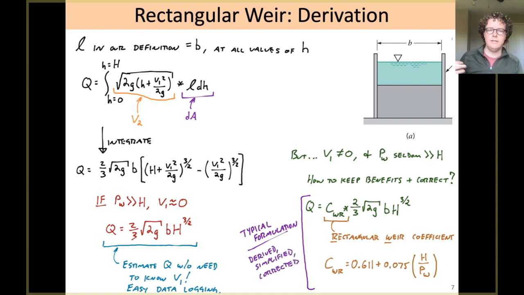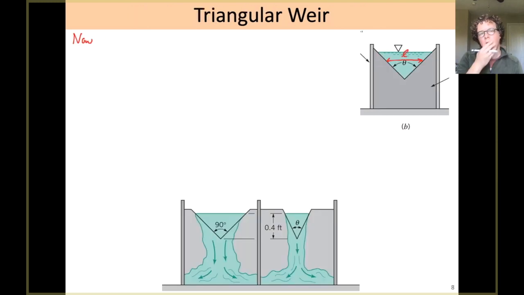So we go through this derivation process, then we simplify away terms that we don't like or things that we don't want to measure, and then we add an empirical coefficient to correct it and approximate the behavior that's more accurate. So for example, if we switch to triangular weirs, the world gets more complicated because the width of that little incremental strip, labeled as a script L in red, changes as you move in the vertical.